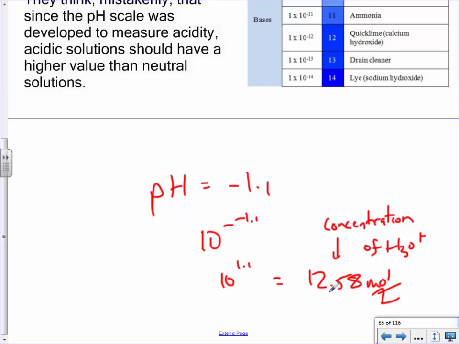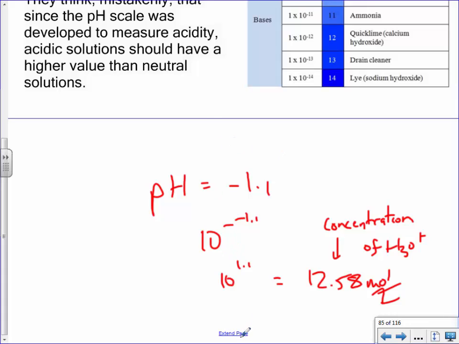But a super highly concentrated solution might actually have a pH that's actually in the negatives. Does that make sense? It is so concentrated that it's actually gone off the scale. Does that make sense? Okay.